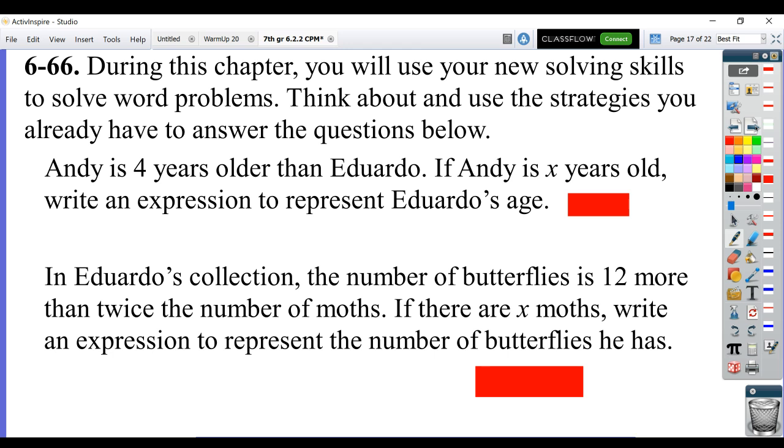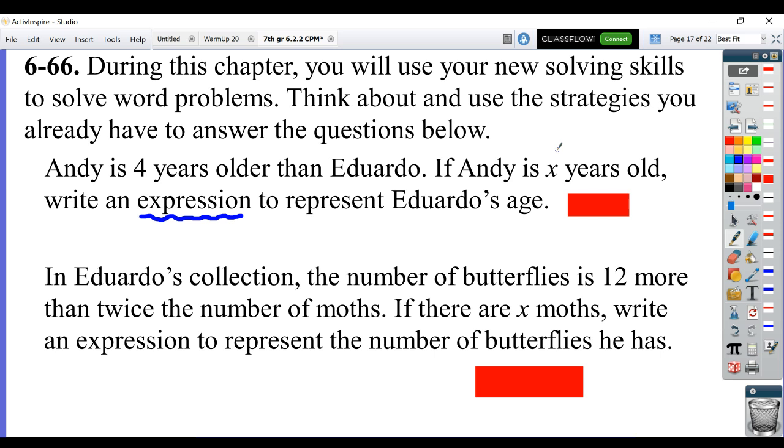For 666, they're saying during this chapter, you're going to use your new solving skills to solve word problems. Think about and use the strategies you already have to answer these questions. So Andy is 4 years older than Eduardo. If Andy is X years old, they want an expression that represents Eduardo's age. So remember, this is an expression, not an equation. You're not solving anything. Instead, you're just saying, how could we express Eduardo's age if we know that Andy is 4 years older than Eduardo and Andy's age is X?